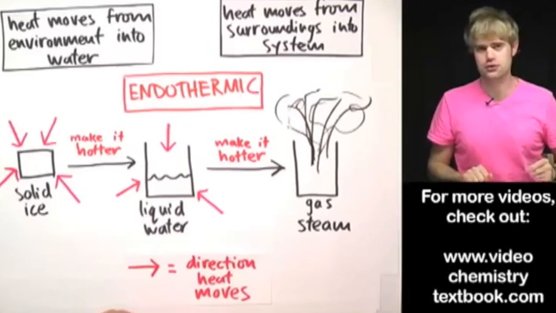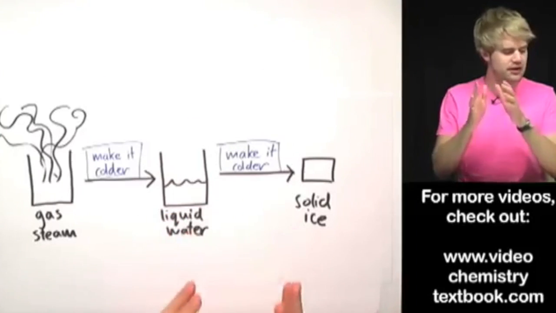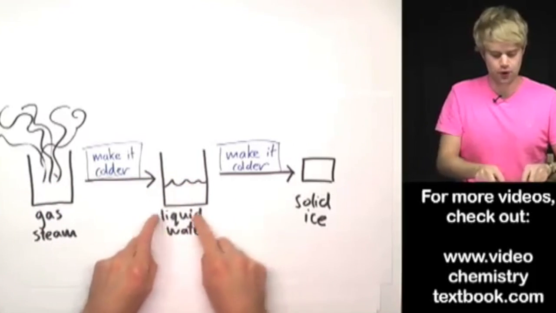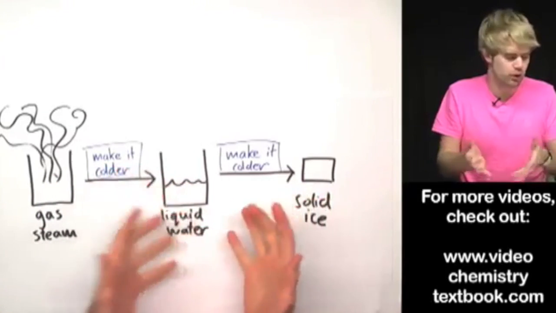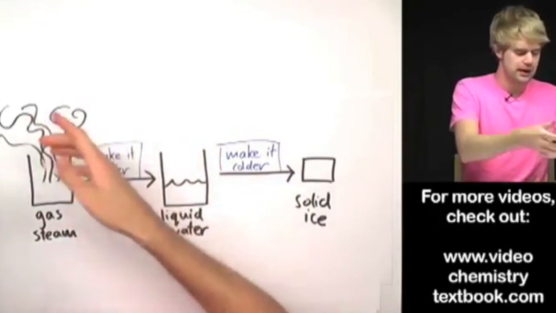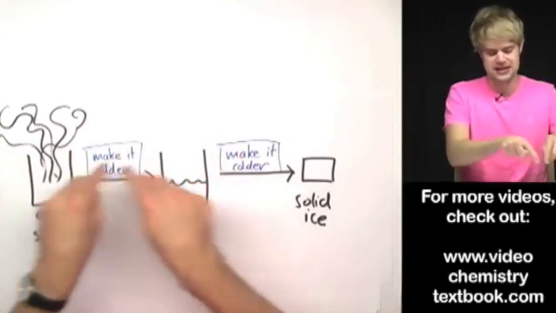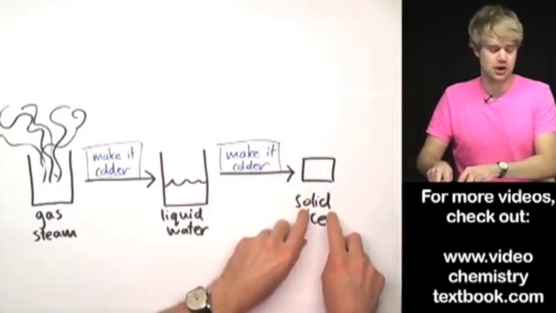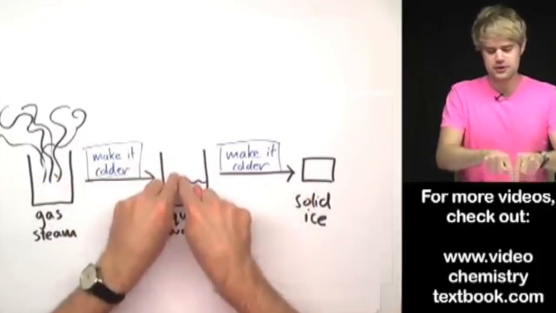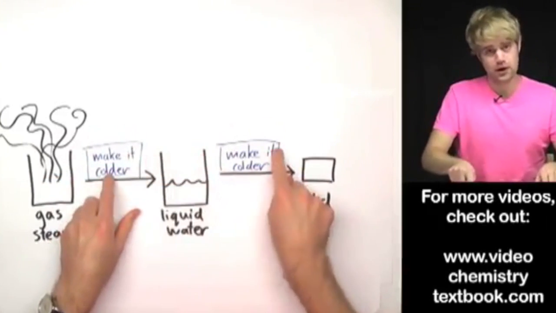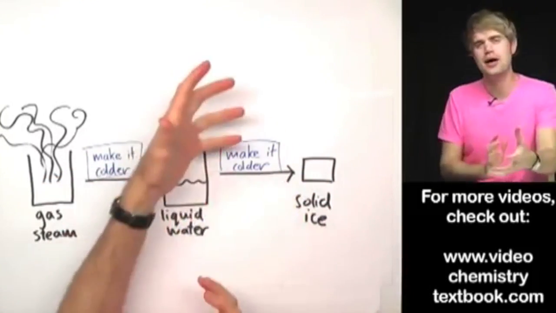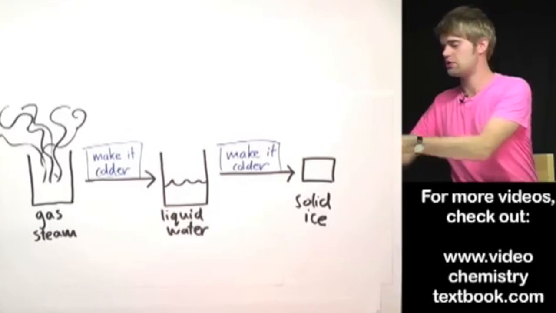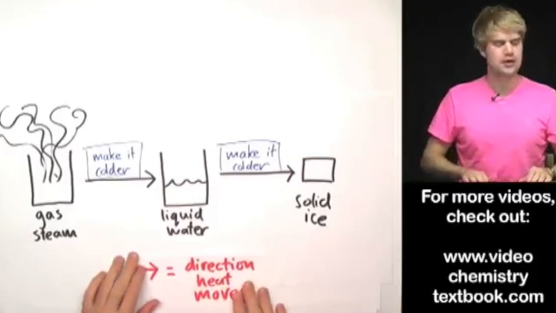Let's look at some exothermic processes. Okay, so what I have here is some steam condensing to form liquid water. You may not be familiar with that word, but it's just what we call it when steam becomes water, condensing. And now liquid water is freezing to make solid ice. To do each one of these phase changes, we have to make it colder. But instead of thinking about having to make something hotter or something colder, let's think about the direction. Here's my paper. Let's think about the direction that heat moves.